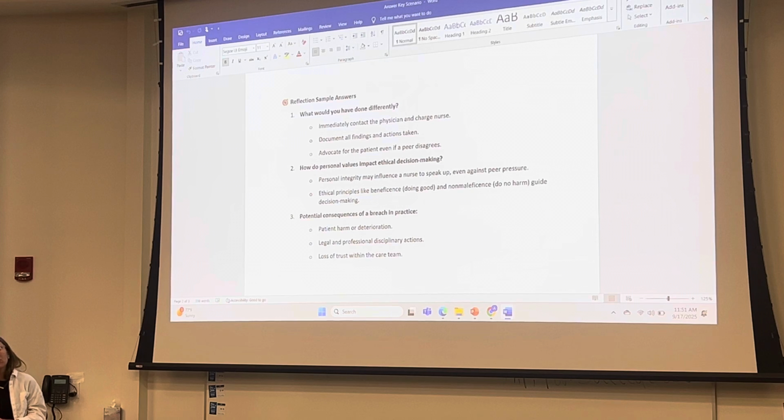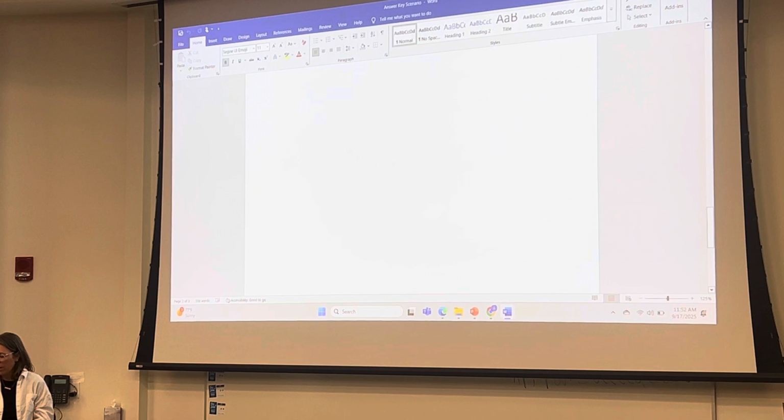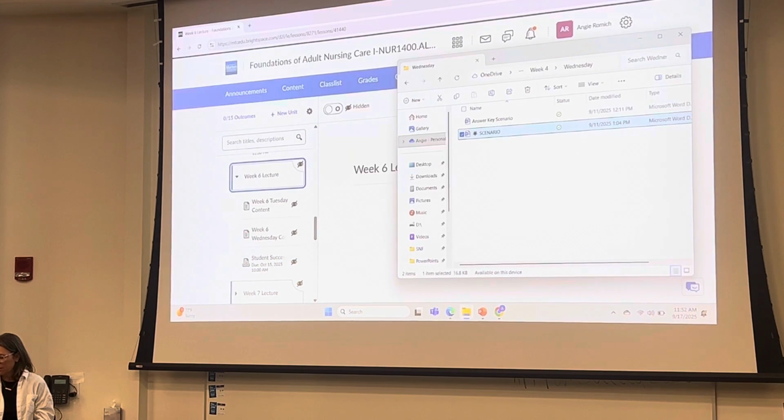Okay, and then those potential consequences of the breaches in practice of not following up and not documenting everything: patient harm or deterioration, legal and professional disciplinary actions, and then loss of trust within the care team. All right, and I'll post that for you guys.